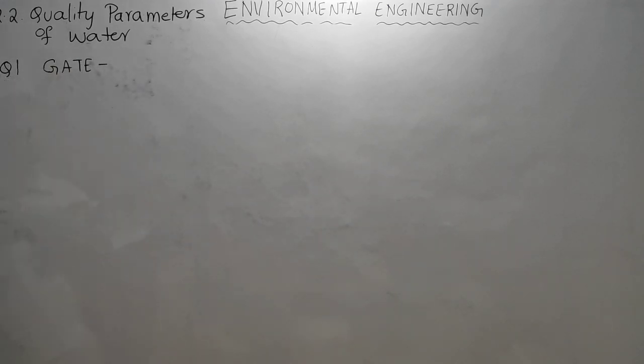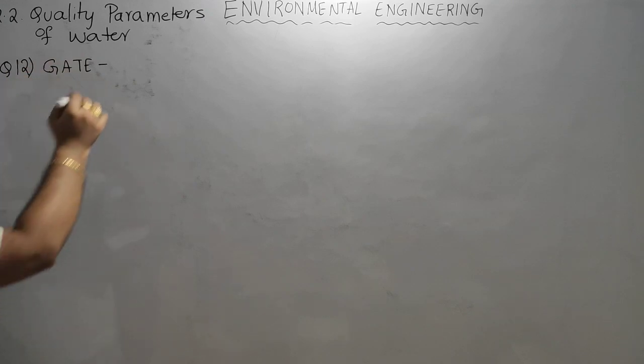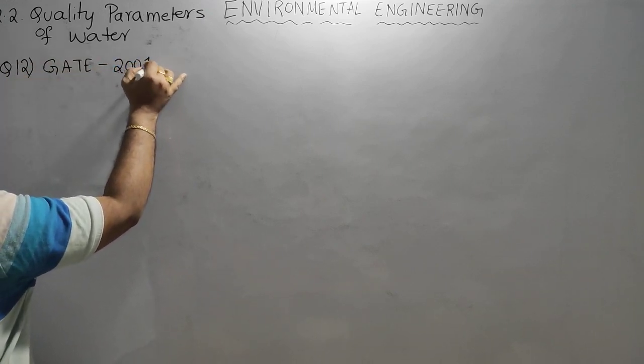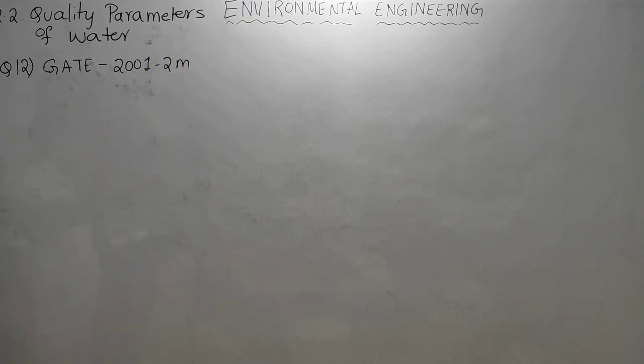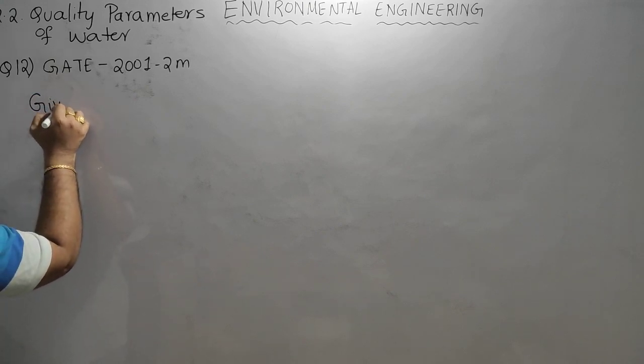Question number 12, 2001, 2 marks question. The Ca2+ concentration and Mg2+ concentration of a water sample are 160 mg per liter and 40 mg per liter as their ions respectively. The total hardness of the water sample in terms of CaCO3. See, what is the given data? Let us see.